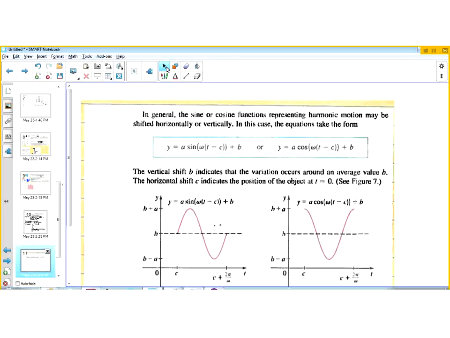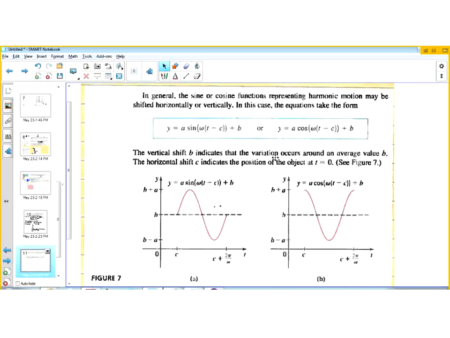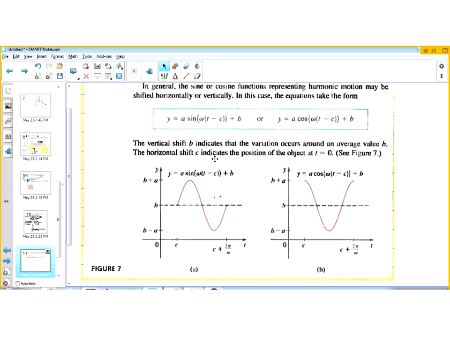Okay, so in general, the sine or cosine functions representing harmonic motion may be shifted horizontally or vertically. So here you have a horizontal shift right, followed by a vertical shift up, okay? Or you could shift it right. So they're using sine or cosine. So you can have things like this. And so the vertical shift indicates that the variation occurs around an average value b, all right? So in other words, what this means is that this would be the average position of the weight, okay? And it would be d, if we were to use the sine or the cosine function.